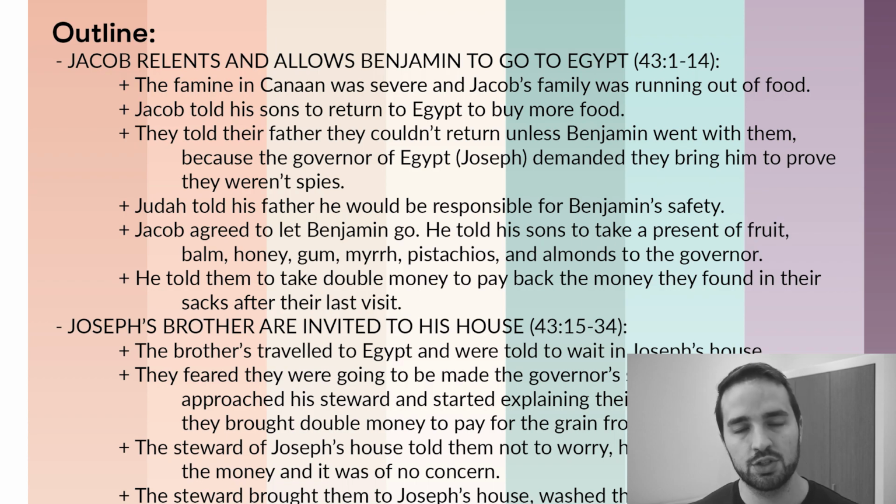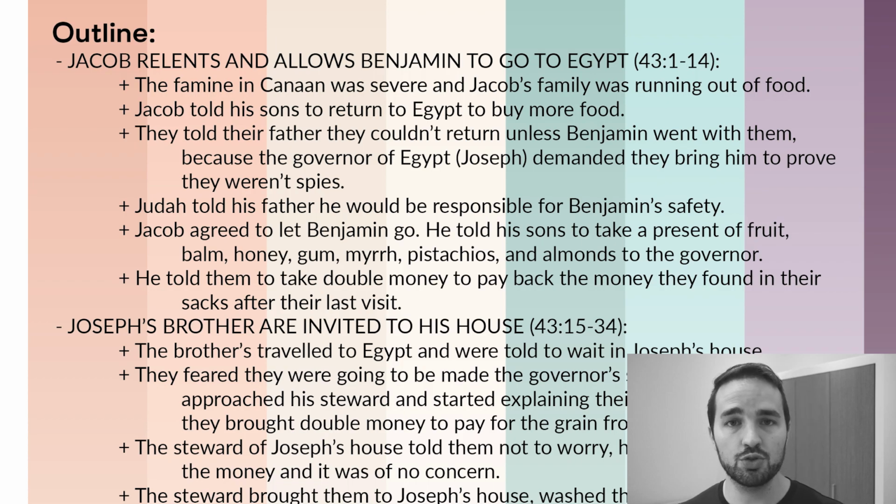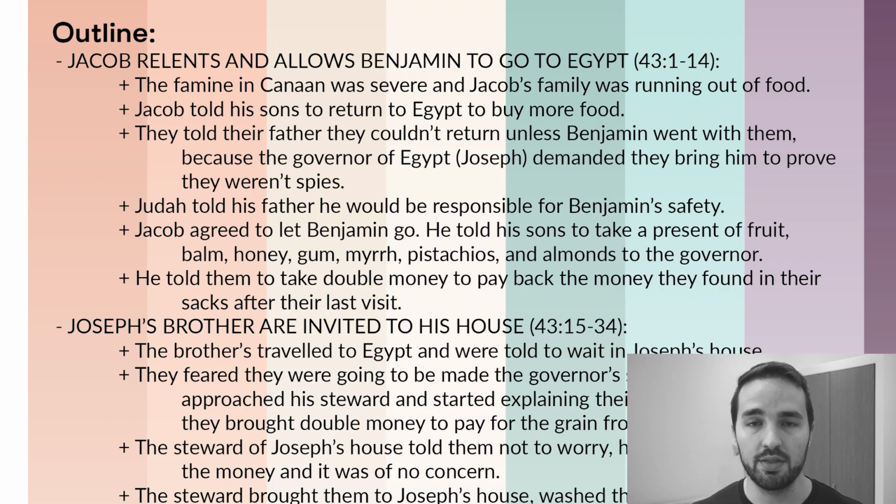So Jacob finally agreed to let Benjamin go, and he told his sons to take this governor of Egypt a present. And the present consisted of fruit and balm and honey, gum, myrrh, pistachio nuts, and almonds. Now that would have been a pretty extravagant gift during the time of a famine. He also told them to take double the money, so that they could pay for the money that they had found in their sacks at the end of the last chapter. That way they would also show that they were honest men.